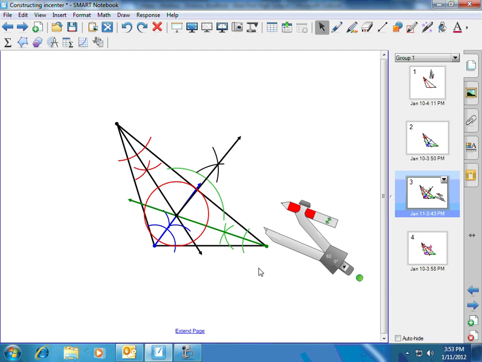So the finished product for number 1, I should see all these marks here so that I know that you created angle bisectors and didn't just draw something. Okay, so that's constructing an incenter for a triangle and inscribing it.